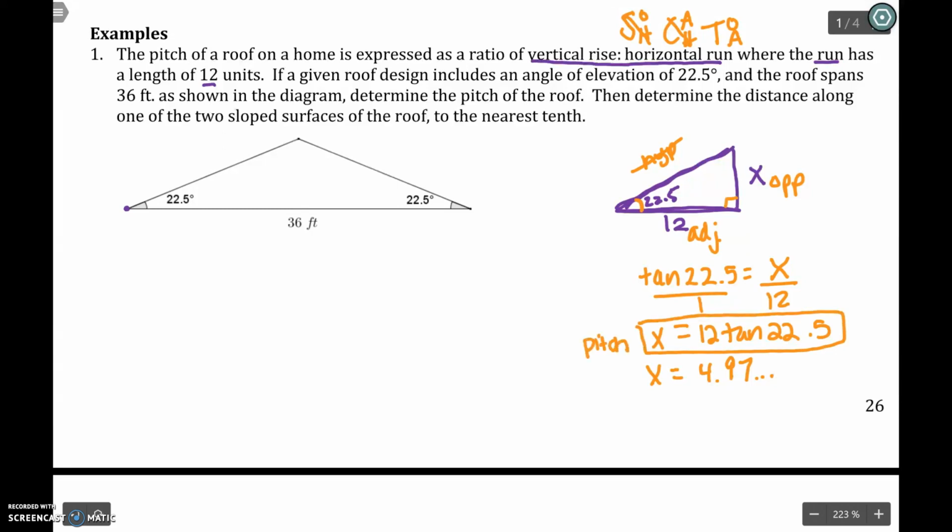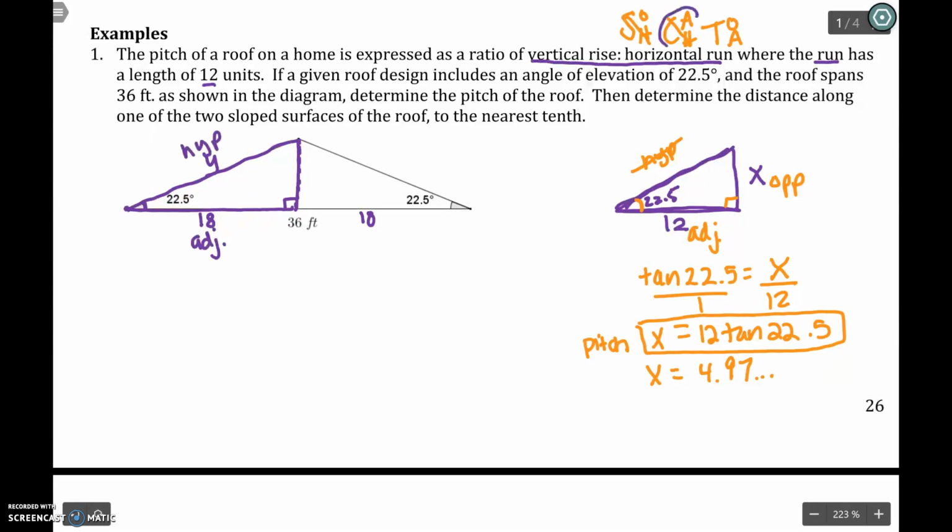Next, we also have to figure out one of the slope surfaces of the roof to the nearest tenth. So that would be this. If you look at this picture now, I'm going to separate it into 2 triangles. Since the roof would be the same on both sides, that 36 is going to be broken up into 2 18s. And so I now have this angle, the 18 in this one is the adjacent, and the y is the hypotenuse across from the right angle.